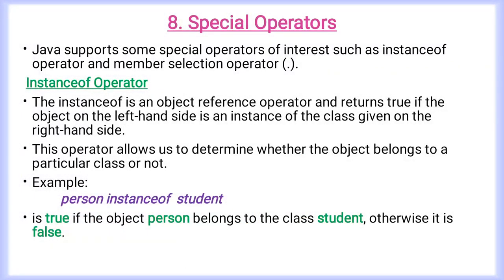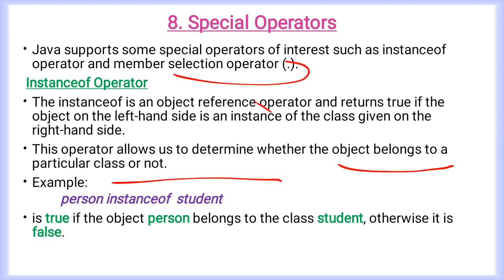Then special operators: the instanceof operator. The instanceof is an object reference operator and returns true if the object on the left hand side is an instance of the class given on the right hand side. This operator allows us to determine whether the object belongs to a particular class or not. So in Java there are two special operators: one is the instanceof operator, the other is the dot operator.